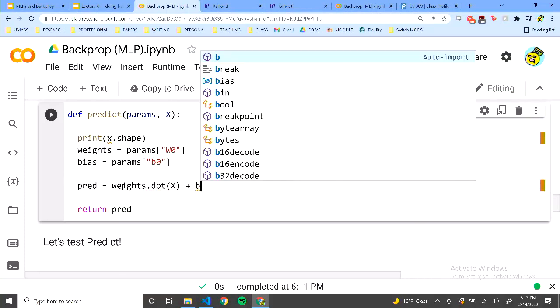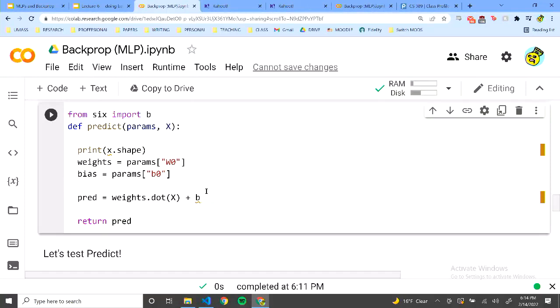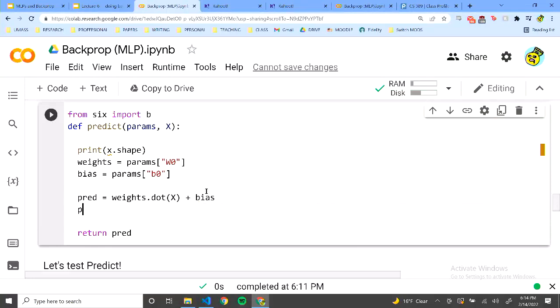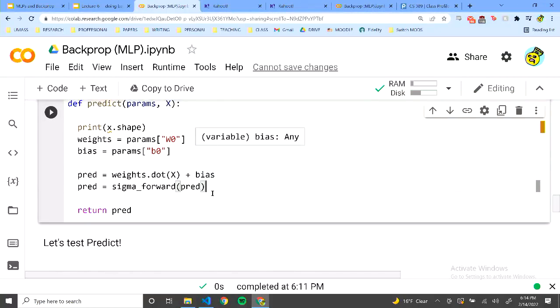Cool. Anything else we need to do? There's one other thing we need to do. Activation function. So our nonlinearity, which is also called an activation function. I call it nonlinearity in this class. They're the same thing, just in case you hear the other name. So add our bias, and then we say that our prediction is going to be equal to sigma forward, I think is what I called it, sigma forward of prediction. All right? And now we have our predict function.